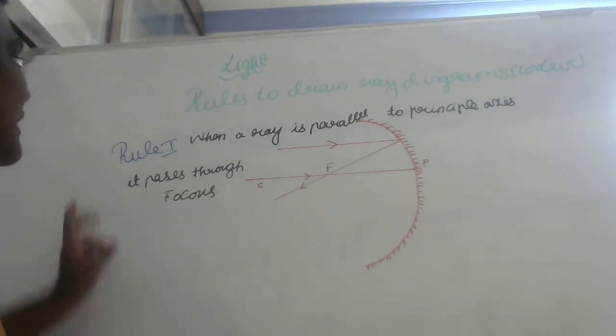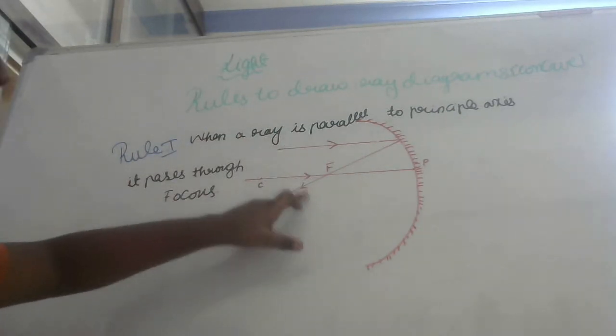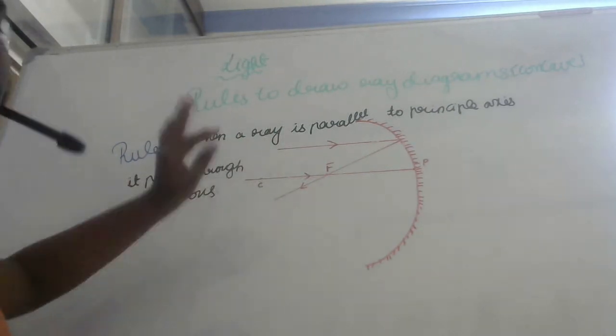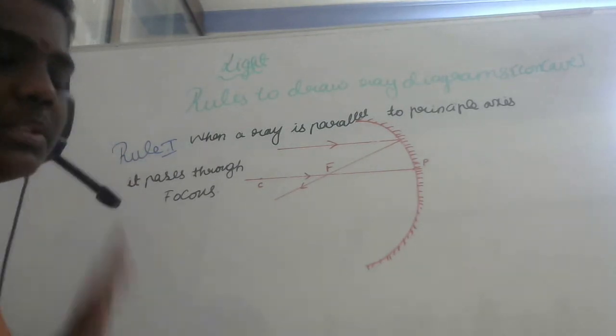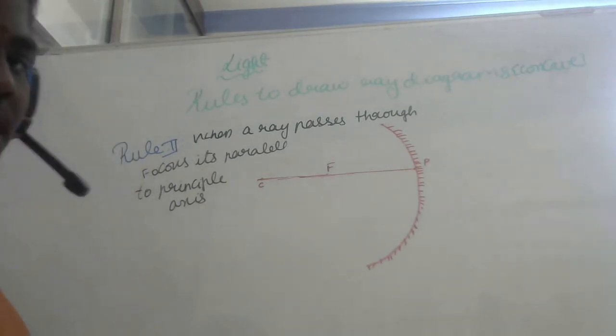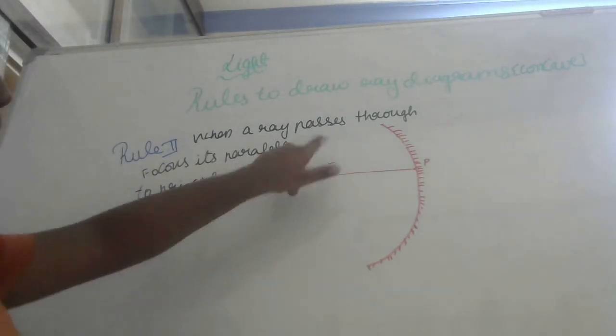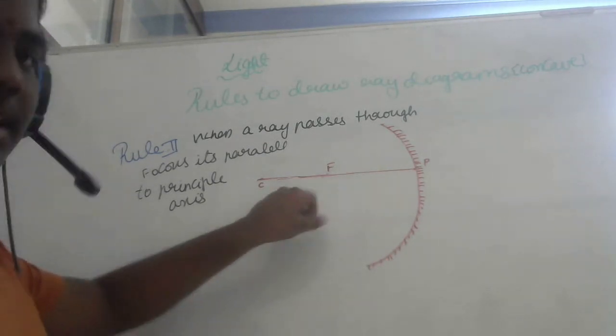Rule 1 is very simple. When a ray is parallel to the principal axis, it passes through focus. This is rule 1, and rule 2 is just the converse of rule 1. Now coming to rule 2. For rule 2, I have just erased the markings here, and my mirror and the details are in the same manner.